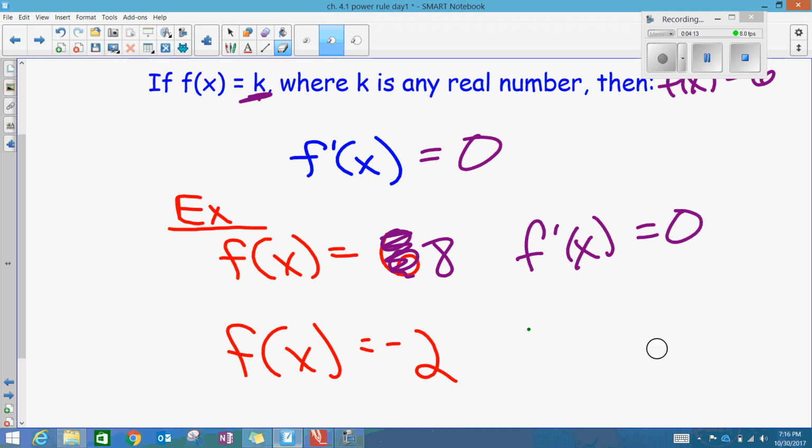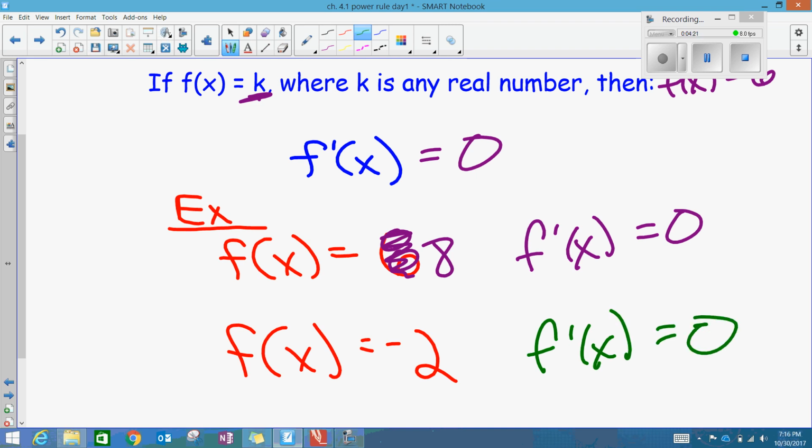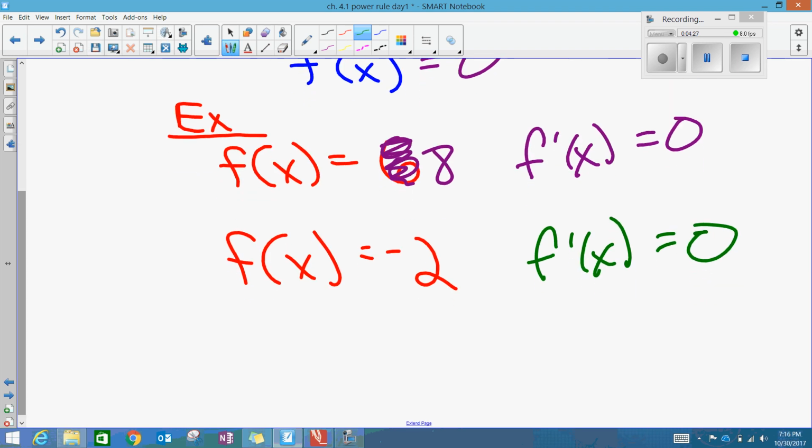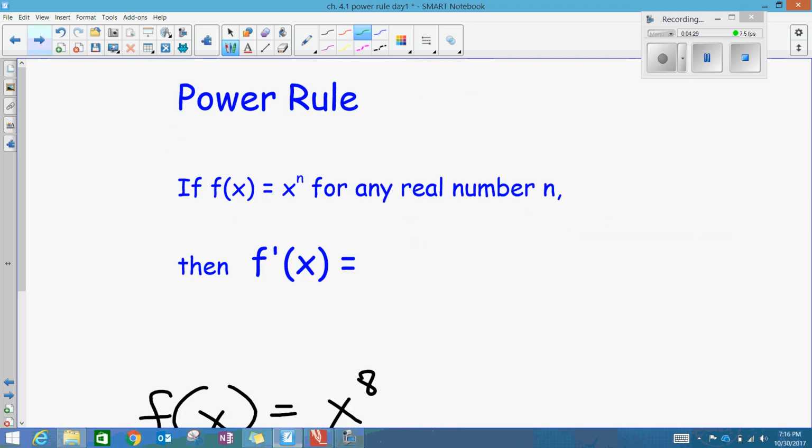Not cheating there. If f of x equals negative 2, then the derivative of f of x equals 0. So anytime you have a constant, f of x is just a constant, the derivative is 0. Believe me, it's a bit tougher. So now let's look at when we have a variable, so we have more than just a number.